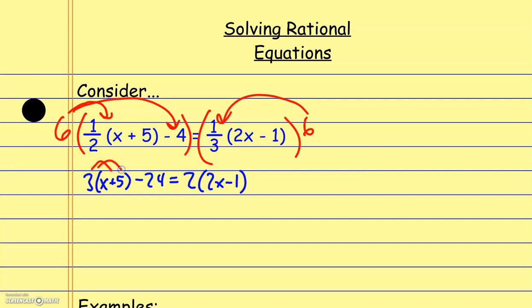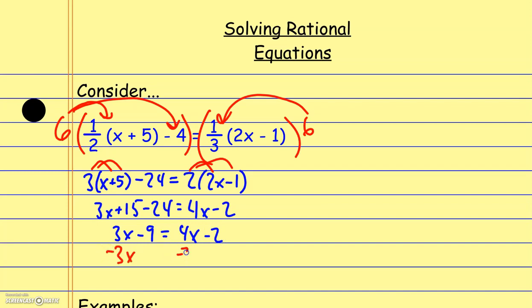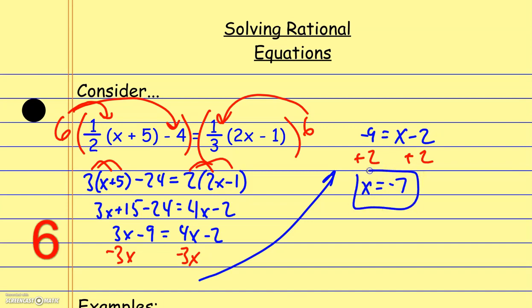And so now from here I can finish solving this thing. I'm using my distributive property a little bit more. I got a 3x plus 15 minus 24 equals a 4x minus 2. I combine like terms over here. That's going to give me a negative 9. Now I have to get my x's all on the same side, so I'm going to subtract the 3x from each side. So I end up with a negative 9 equals x minus 2. And I add the 2 to each side. So I find that x equals a negative 7. But again, the thing that made this problem much easier is getting rid of those fractions.